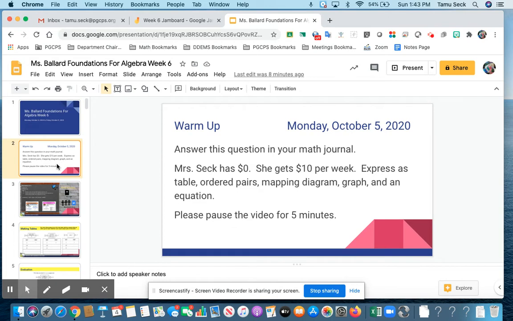Okay. The problem that I want you to start off with in your math journal, I want you to solve this question. Miss Sec has $0. She gets $10 per week. Express this relationship as a table, ordered pairs, mapping diagram, graph, and as an equation. Please pause the video for 5 minutes.